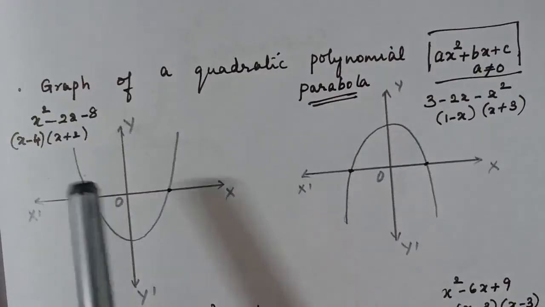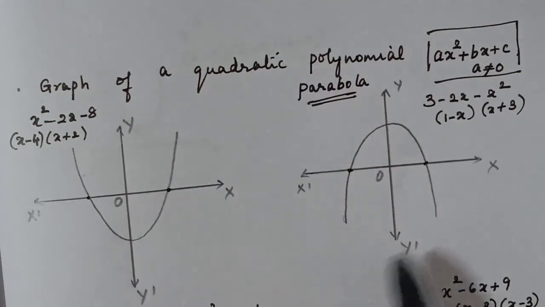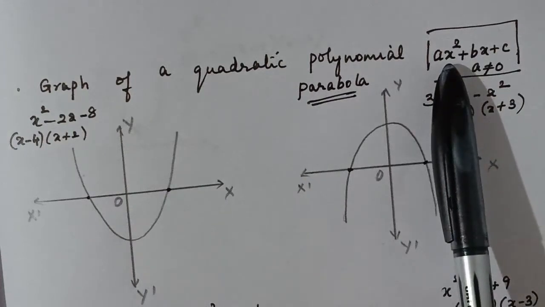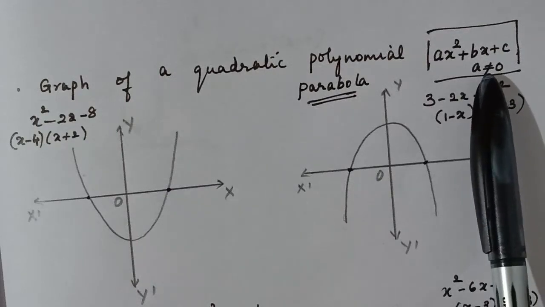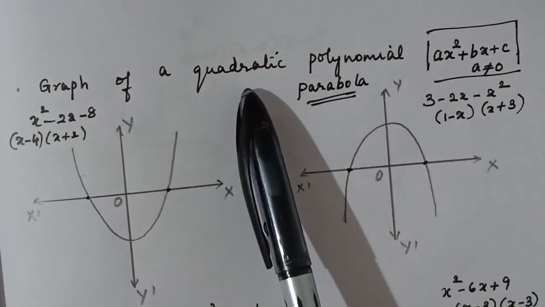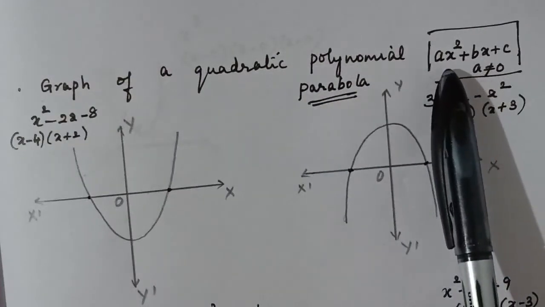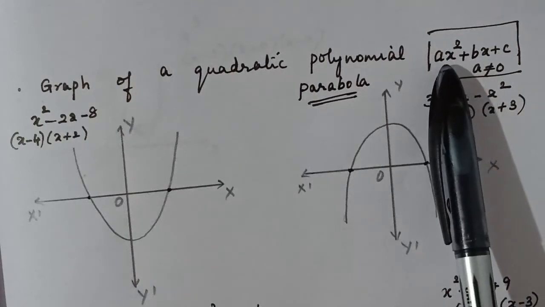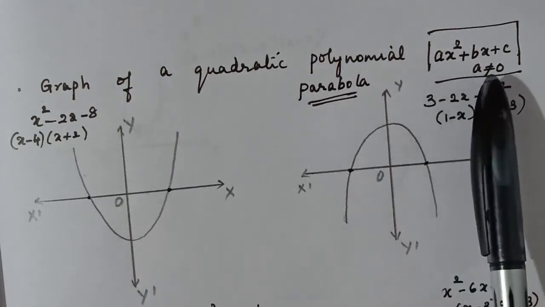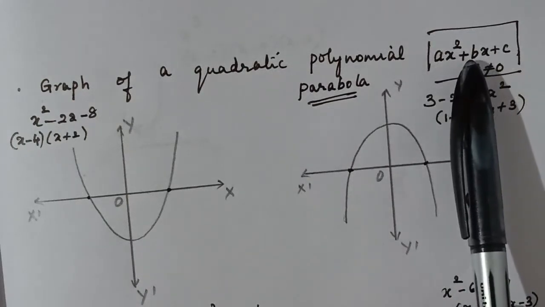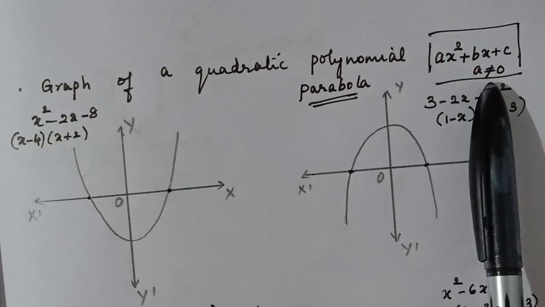Next we will see the graph of a quadratic polynomial. The general form of a quadratic polynomial is ax squared plus bx plus c where a not equal to 0. So how to find out whether the polynomial is a quadratic polynomial? If the degree of the polynomial is 2, then it is a quadratic polynomial. If a equals 0, this becomes a linear polynomial. That's why this condition is given, a not equal to 0.